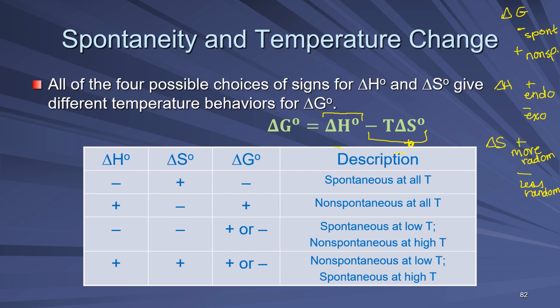All right, so if delta H is negative and delta S is positive, so it's becoming more random, it's exothermic, all of those things make something spontaneous. No matter what the temperature is, it doesn't matter, this delta G will be negative under these conditions, and so that reaction will always be spontaneous.